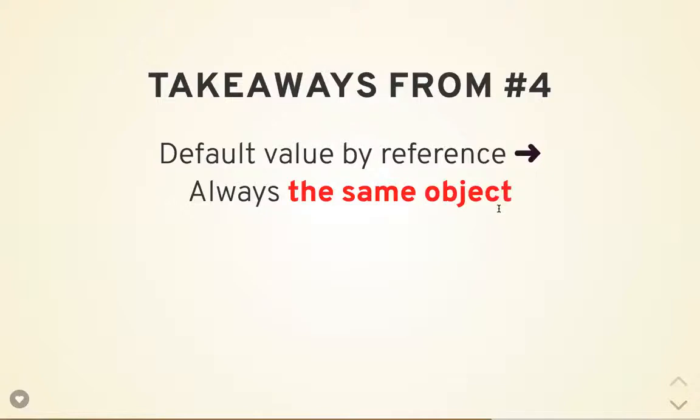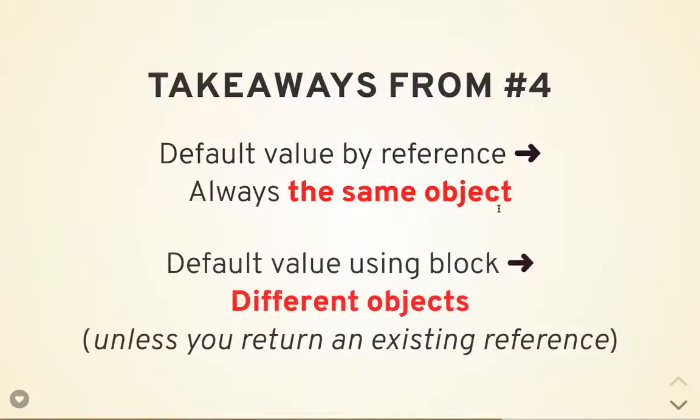So, takeaways from this example. You need to be careful. When you pass in the default value by reference, you always get the same object. If it's an immutable object, like a frozen string or a number or some other object that never changes, it's not a problem. If you expect to be mutating that object, you need to be careful. That might not be what you're expecting. When you pass a default value using a block, you get different objects unless you return an existing reference. So inside your block, you can of course return whatever you want. You can create a variable before and always pass in the same variable, and then you landed on this case, and I don't know why you were doing that.